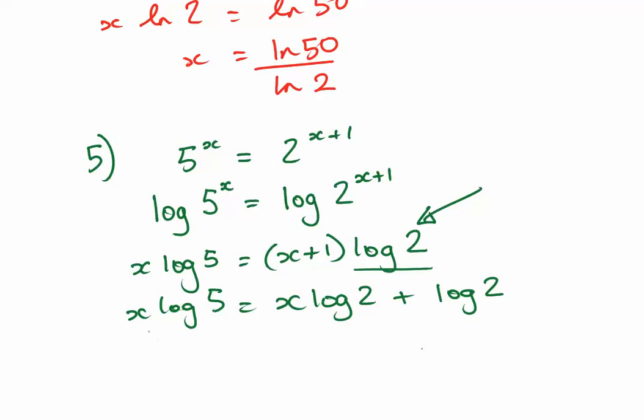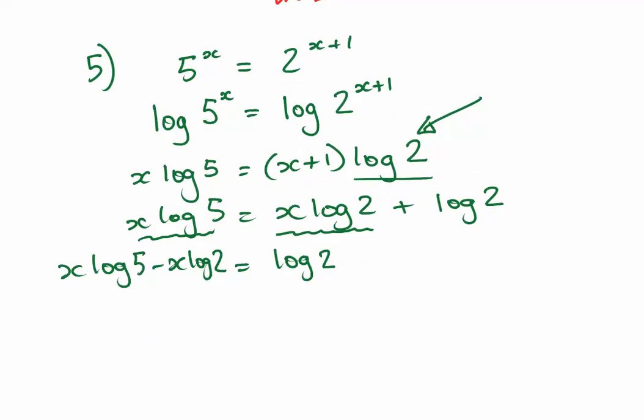And now I can see that I've got two parts of this equation with x in them, and I'm going to gather on one side. So I'm going to leave my log 2 over here, and I'm going to subtract x log 2 from both sides of the equation. So x log 5 subtract x log 2 is equal to log 2. And then what I need to do to be able to solve this equation here is just factorize that. So both of these expressions here have got an x in them. So if x is my common factor, then inside the brackets I've got log 5 subtract log 2.